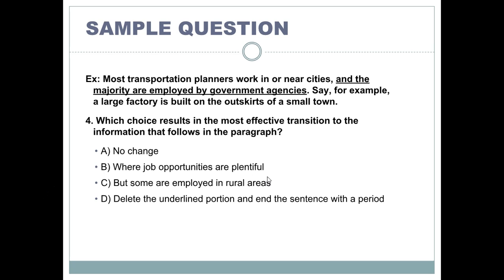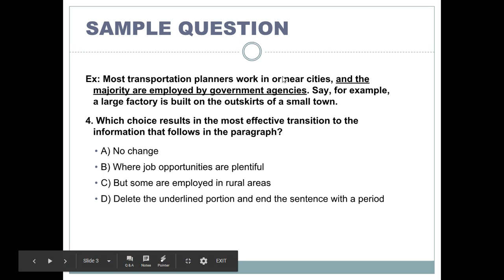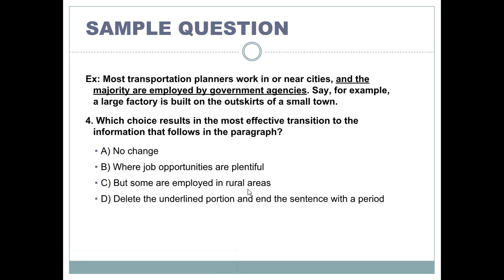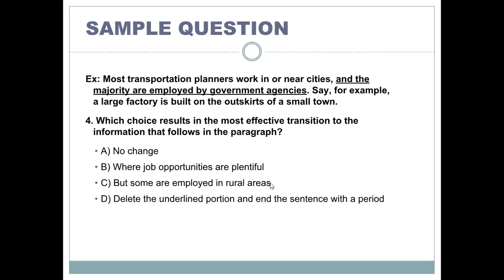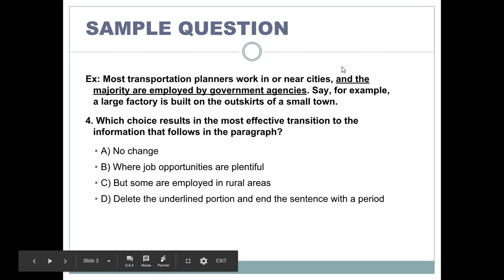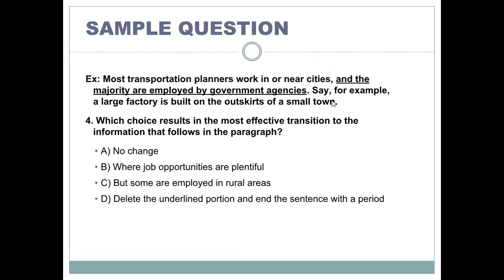C, some are employed in rural areas. Some transportation planners are employed in rural areas. Okay, that seems to connect to the first part. And then we say a factory is built on the outskirts of a small town, which would be a rural area. So this seems to transition to both portions. So C is the best answer we've seen so far. And then if we delete this portion, then the sentences really don't transition, and it's even worse. So C is going to be the best answer here, and that's what we choose.